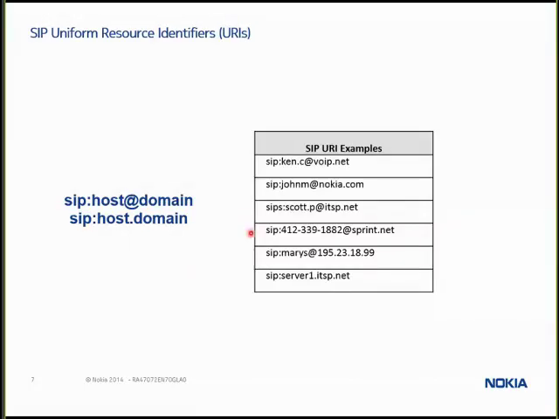Notice that we can also do it with a telephone number. So SIP:412-339-1882@sprint.net could be a valid Sprint device. The other option is we can also use an IP address. So SIP:Mary.S at an IP address works as an example URI.